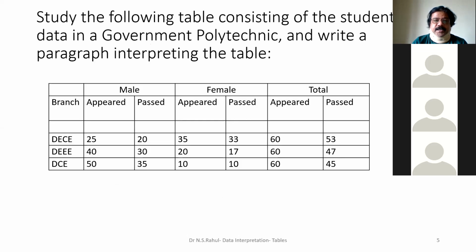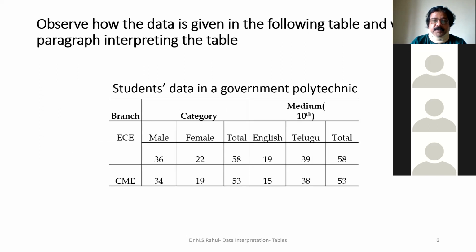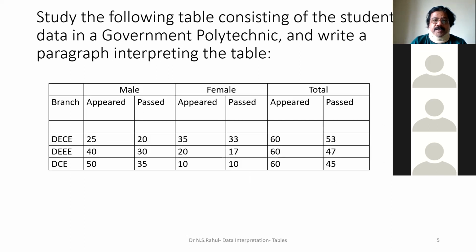Whereas in this slide, we have 3 branches. Male, female, appeared and passed, and total appeared and passed. Appeared and passed was not there in that table, and only 2 branches were there. And in this table, you have the number of students appeared, number of male students appeared, number of female students appeared, number of students passed, and the total number of students and total number of passed students for 3 branches. These are the things given. Now you please observe the table. That means you go through the table and start writing.